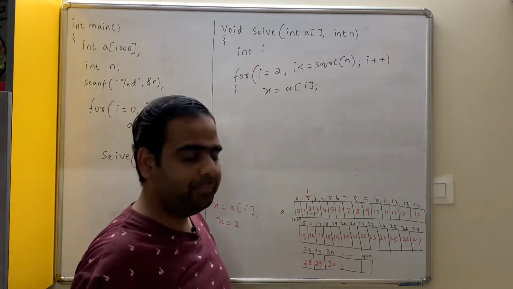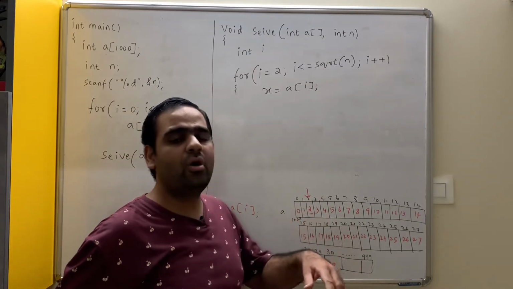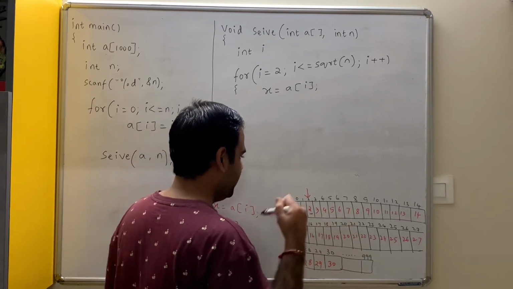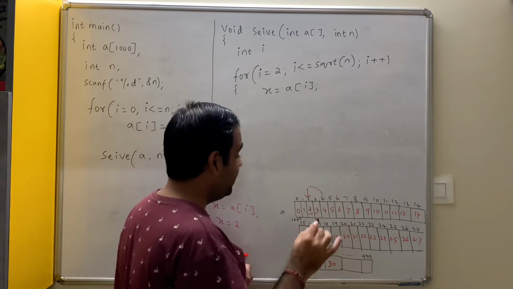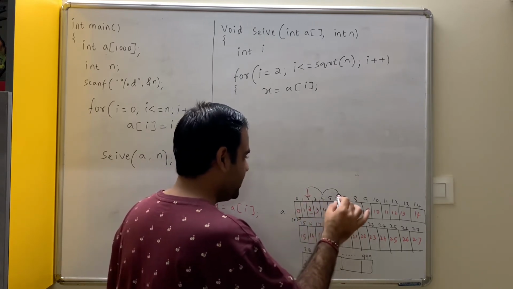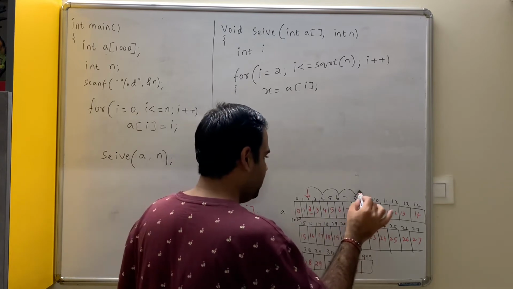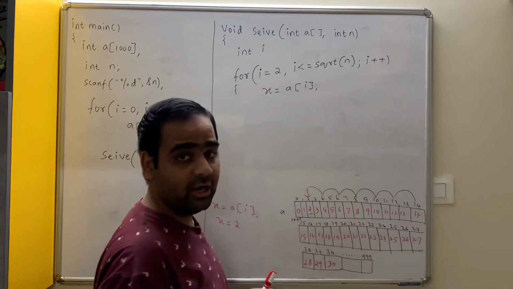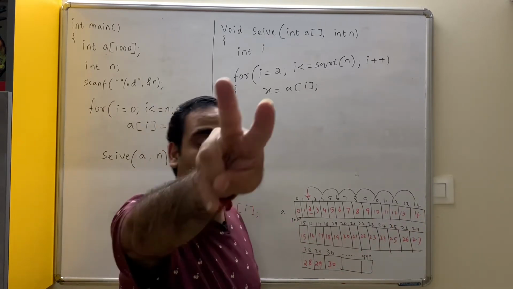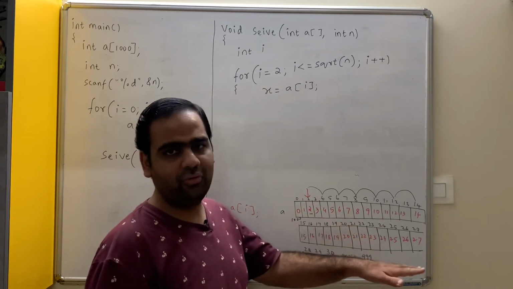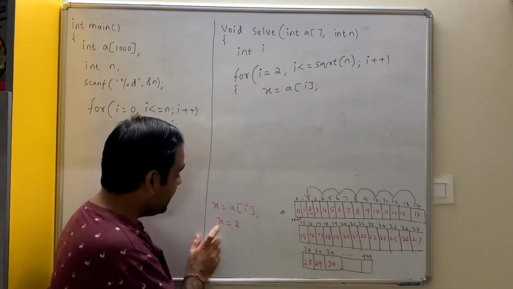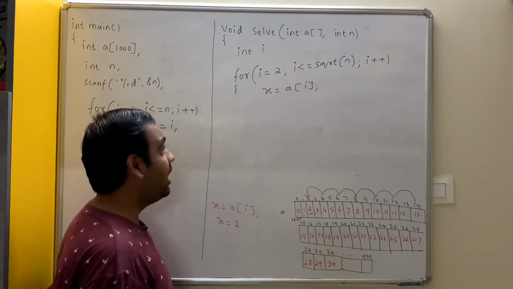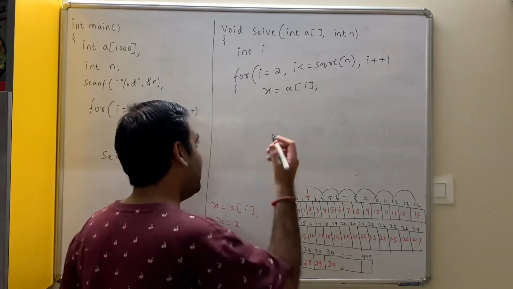Now you tell me, the multiple of 2 will be found after how many steps? Where is the next multiple of 2 found? At 4. Where is the next multiple of 2 found? At 6. Next multiple of 2 at 8. Next multiple of 2 at 10. Next multiple of 2 at 12. Next multiple of 2 at 14. That means after every 2 places you will find a multiple of 2. That means after every x places I will find the multiple. Is it okay? Now that means I will find a multiple of 2 after 2 places.